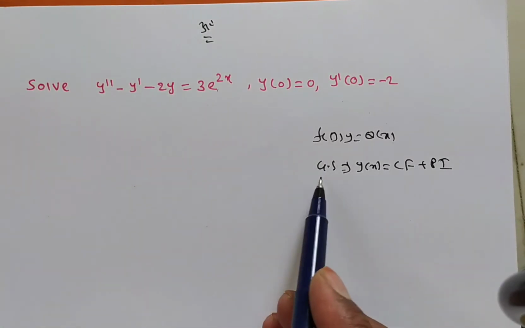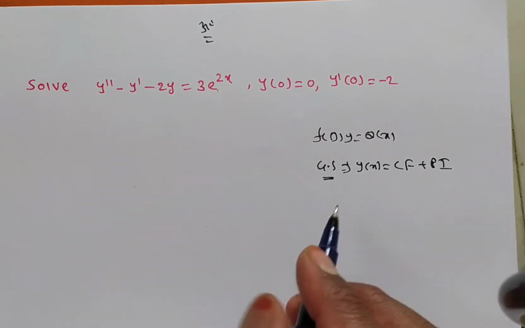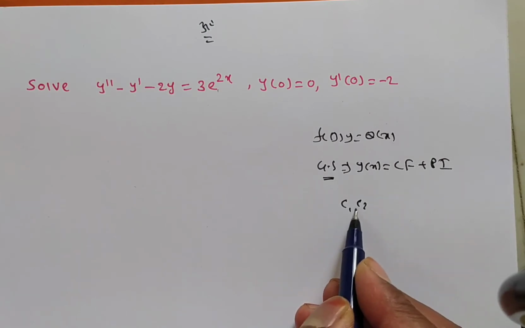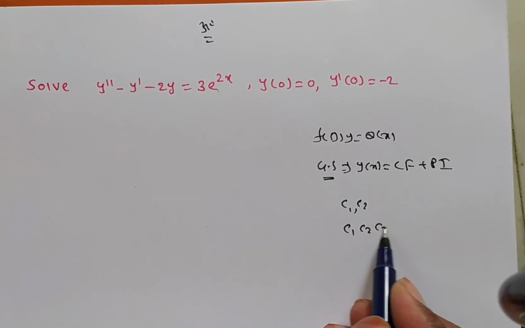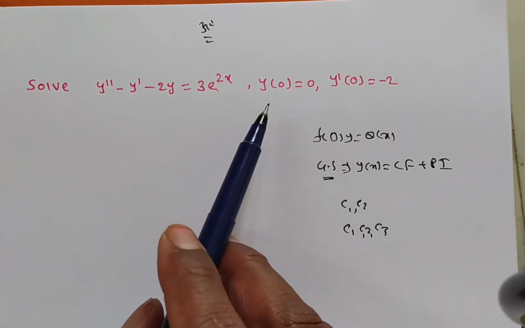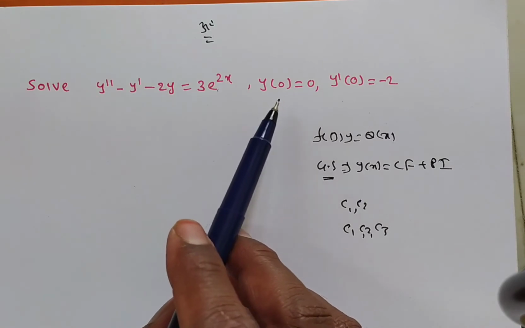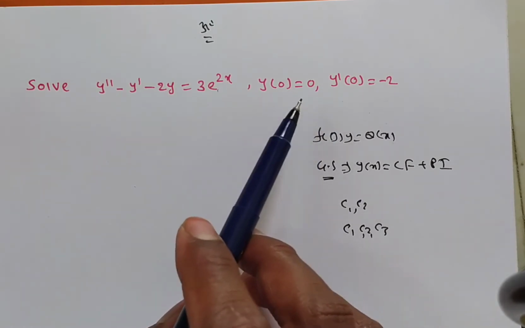Here you see, we will get the general solution. In the general solution, for a second order differential equation, we will have two arbitrary constants, C1, C2. For third order, C1, C2, C3. So three arbitrary constants we are getting. But in this case they are given particular values. These conditions are called initial conditions.